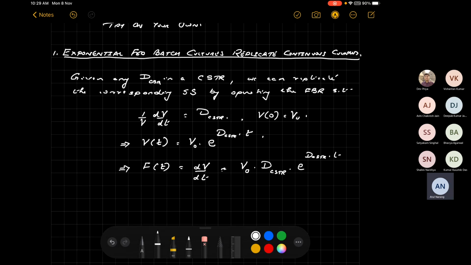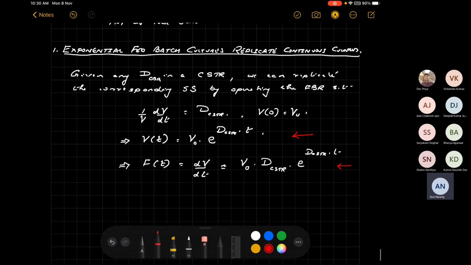So essentially, this is the key. If you supply the flow rate at this exponentially increasing rate, then the volume will increase in this exponential way. But if the volume increases in this exponential way, that means 1 over V dV/dt is equal to D_CSTR. So you'll get exactly the same steady state that you got in the chemostat.